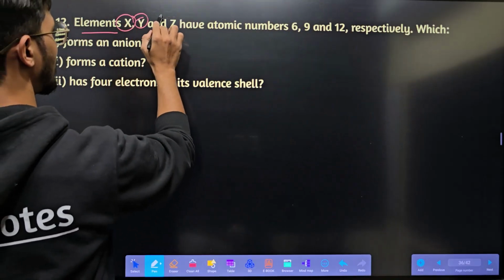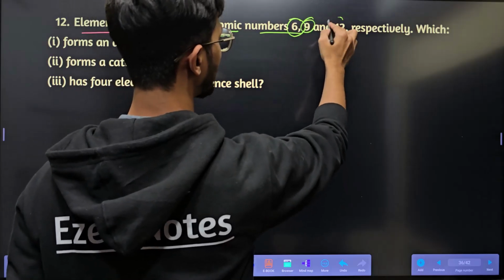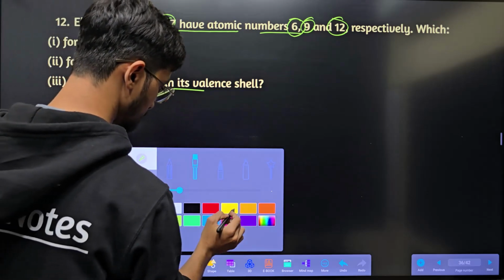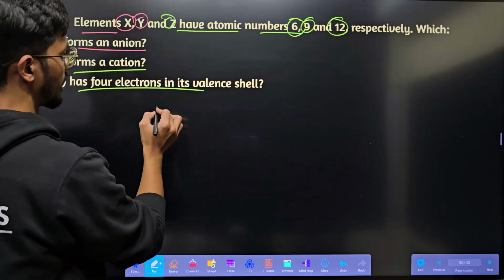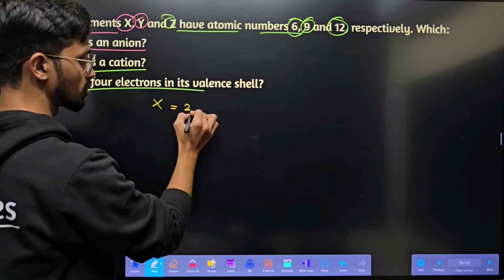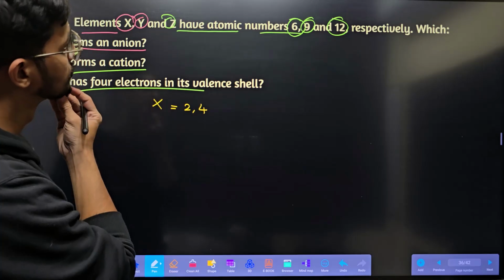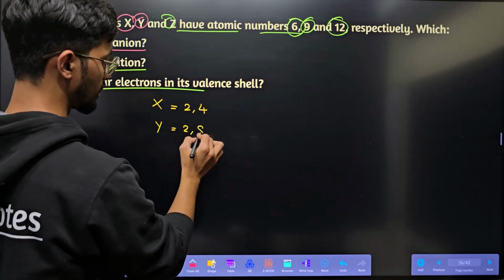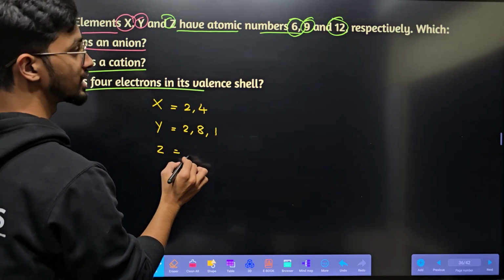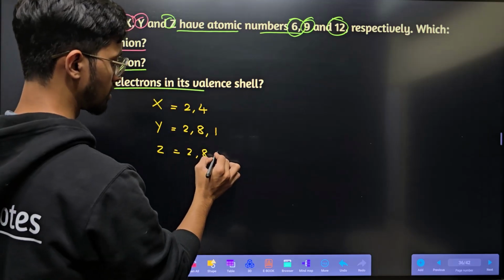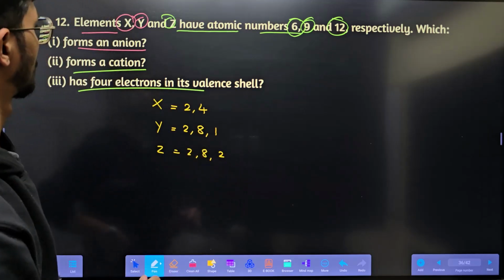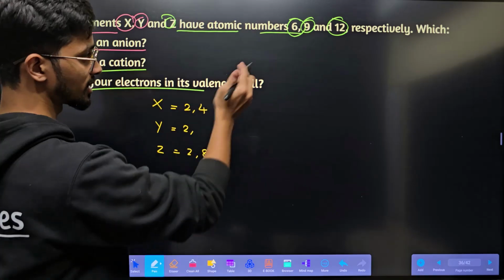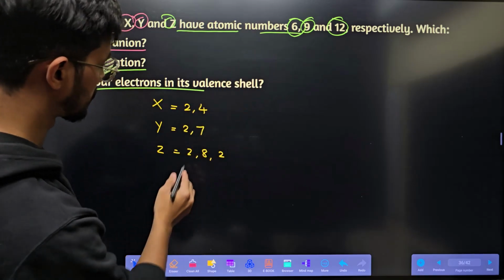Elements X, Y, and Z have atomic numbers 6, 9, and 12. Which forms an anion, which forms a cation, which has 4 electrons? Okay, let us see. If we talk about X, it has 6 electrons, right? So 2, 4. If we talk about Y, it has 9. So 2, 8, 1. And if you talk about Z, it has 12. So 2, 8, 10, 2. Sorry, my bad. This 9 means 2, 7. It is 10 and 12.